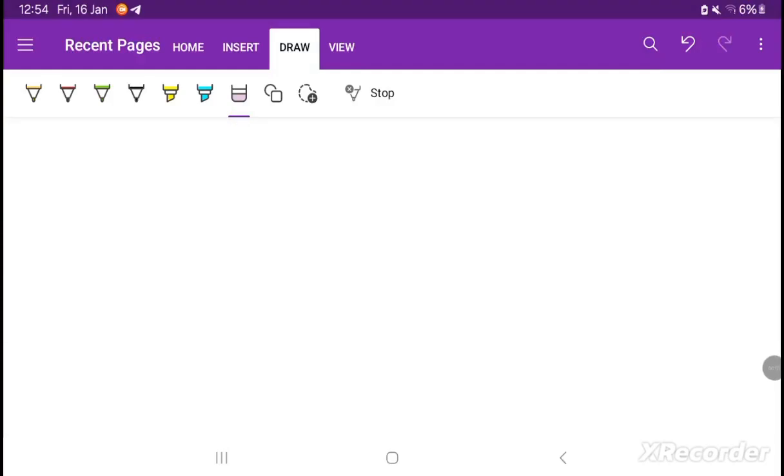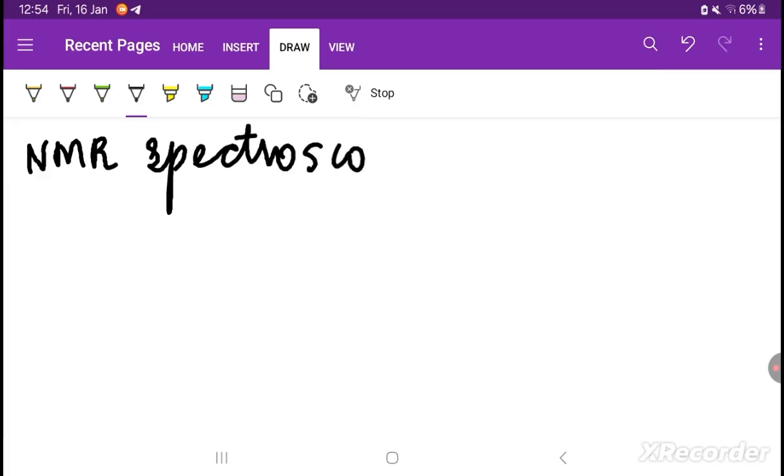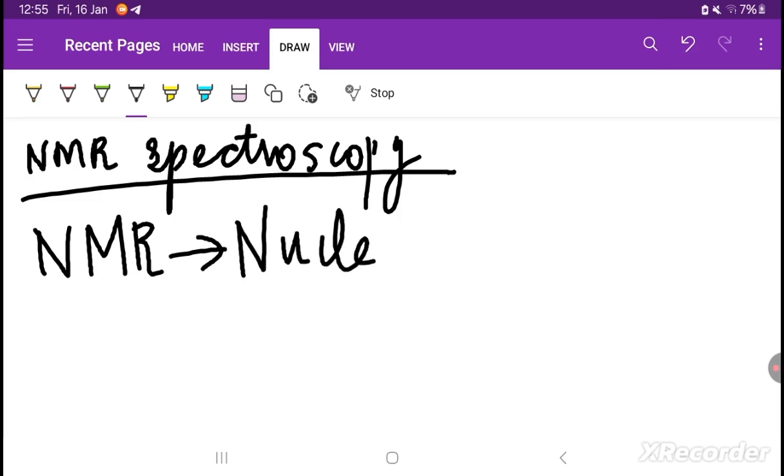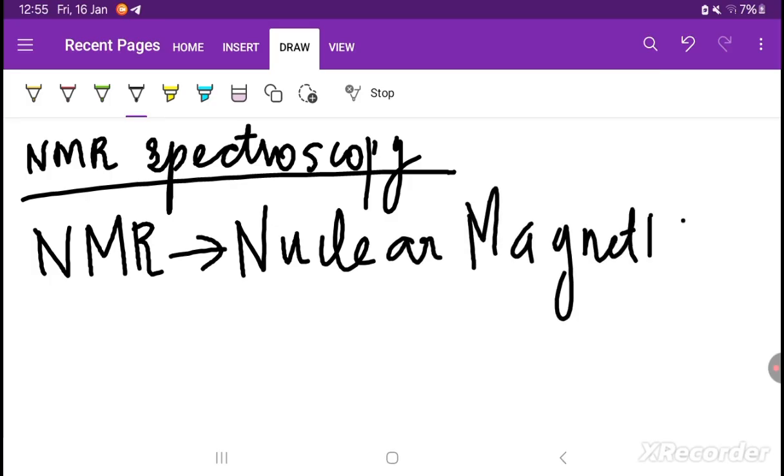So today we are going to study about NMR spectroscopy. What is NMR spectroscopy? First of all, we can split this NMR. What is NMR? This is nuclear magnetic resonance.